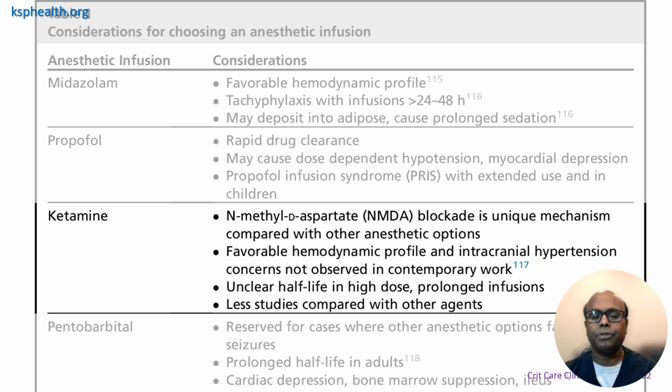Ketamine, among all these drugs, has a different mode of action. It acts through NMDA blockade, when compared to the others, which all act through GABA. It has a favorable hemodynamic profile compared to the others. The half-life is unclear in high dose and prolonged infusion. And ketamine is less steady than other sedative medications in controlling the seizures.